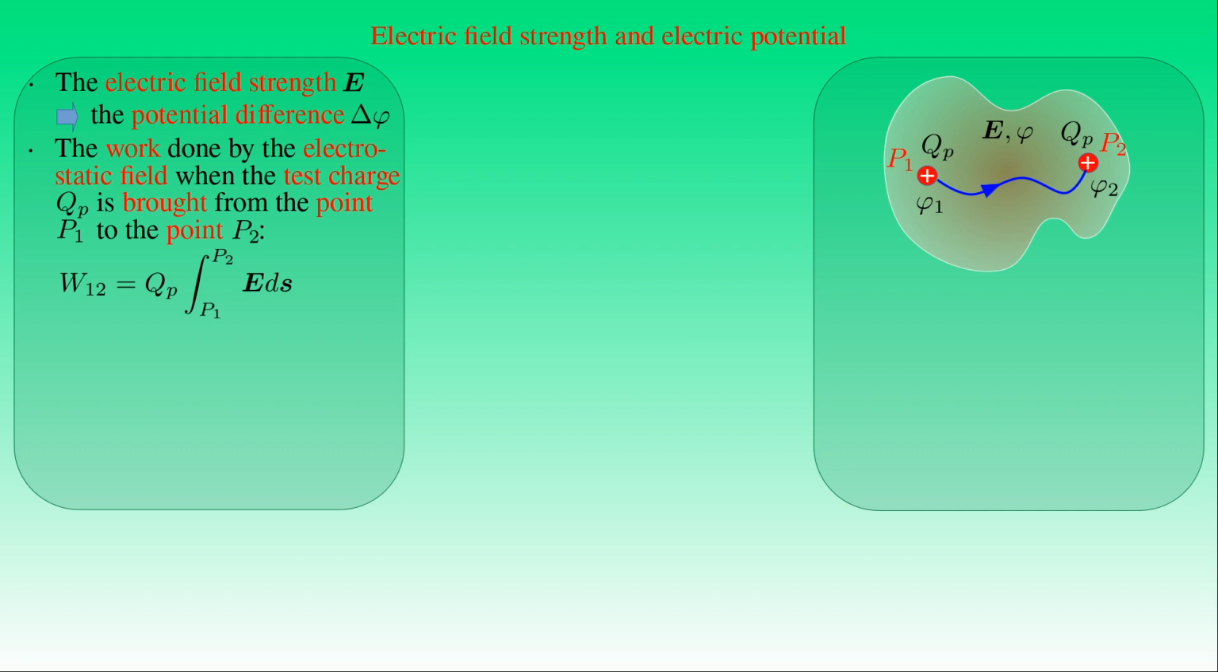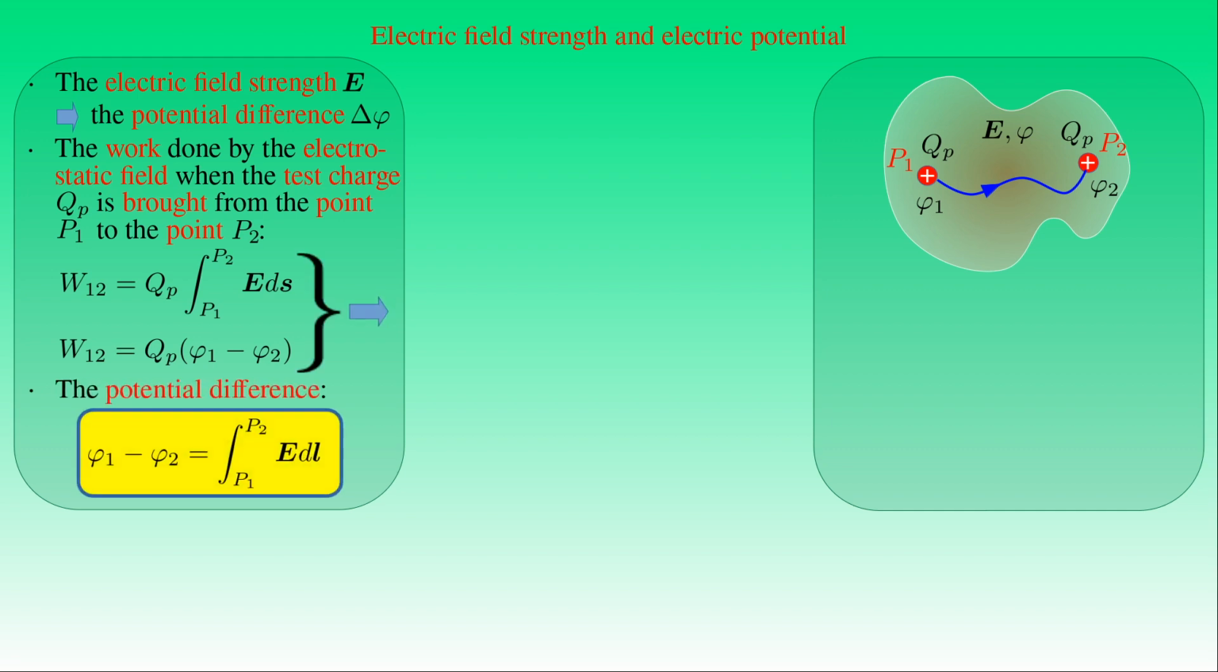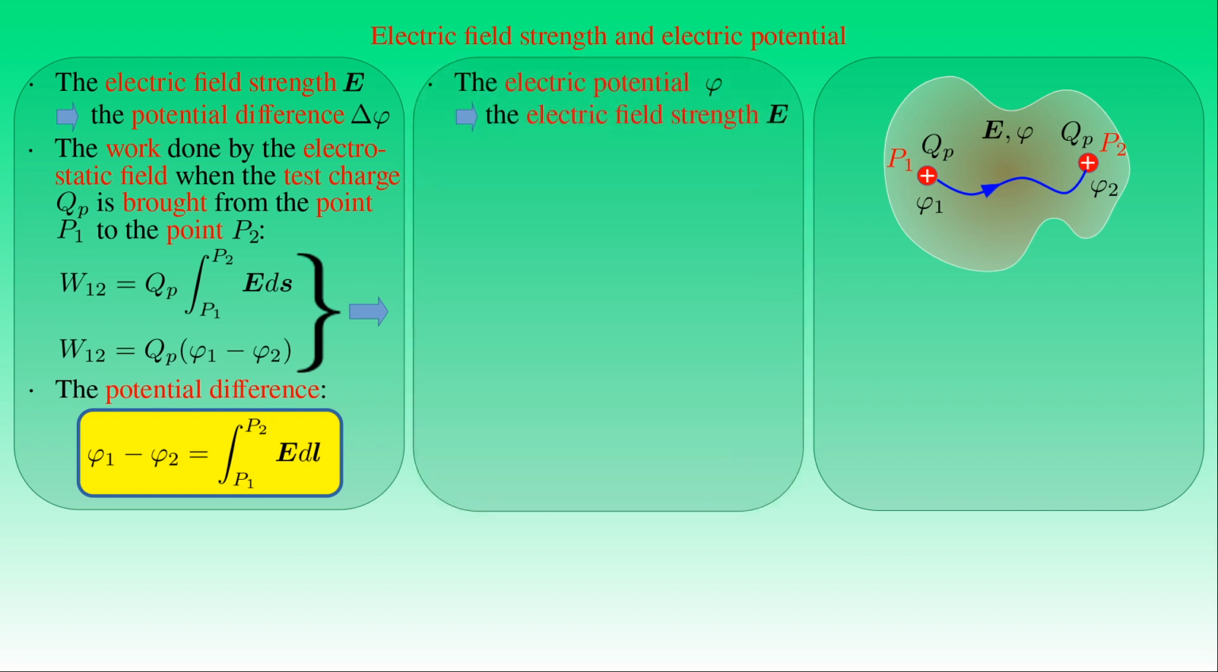On the other hand, the work W can also be written as the product of the test charge QP and the potential difference phi1 minus phi2 of the electrostatic field across the points P1 and P2. Since the charge QP is arbitrary, the difference between the potential phi1 and phi2 is equal to the line integral of the electric field strength E with respect to the arc length S measured along an arbitrary curve between the points P1 and P2. The other way around, if the potential phi is known at every point of the electrostatic field, we can determine the electric field strength E describing the field.